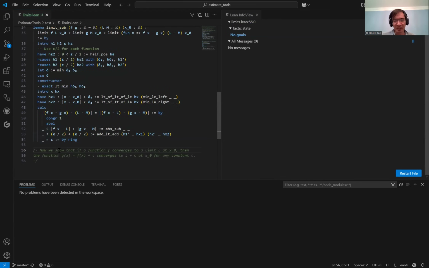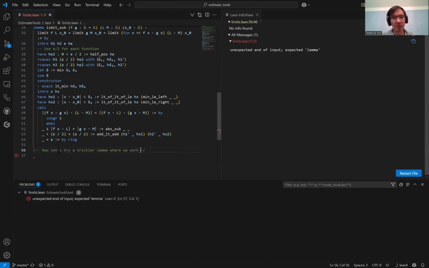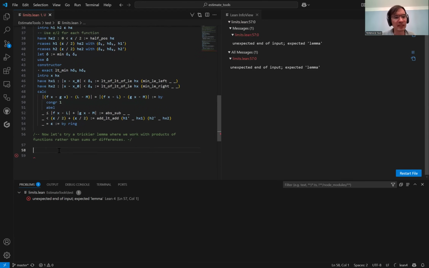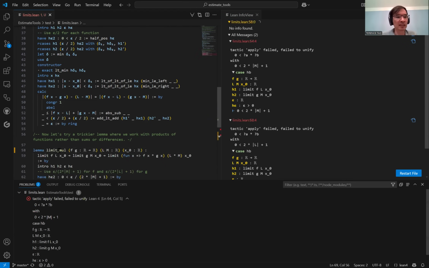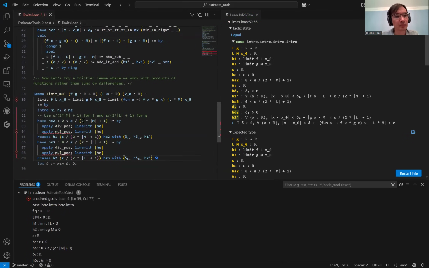Let's try something even more challenging. Now let's try the trickier one, working with products of functions rather than sums or differences. In this one, the epsilons get more messed up. Let's have a look. Okay, here's Copilot's attempt. Let's just read the statement. The statement looks good, at least.